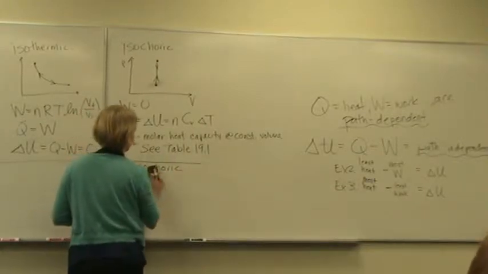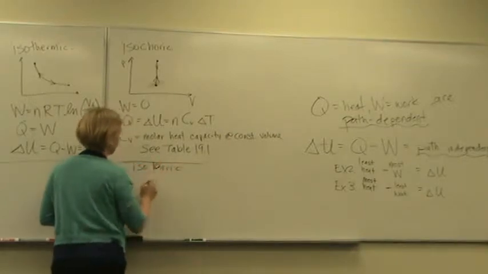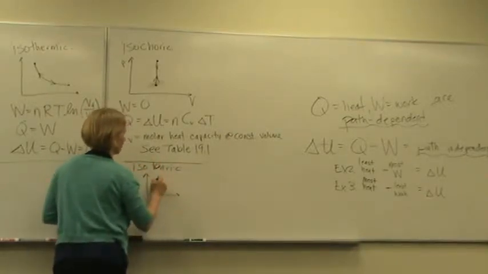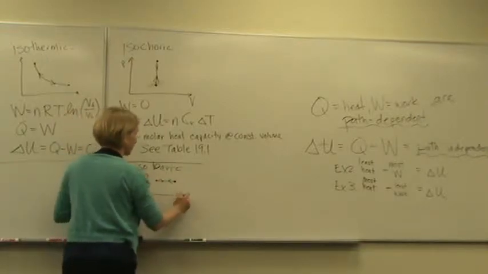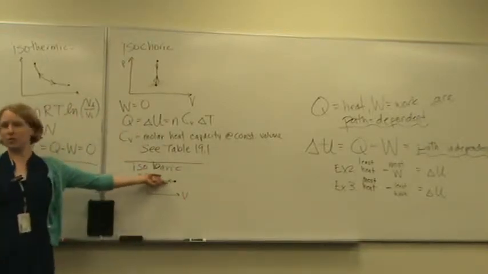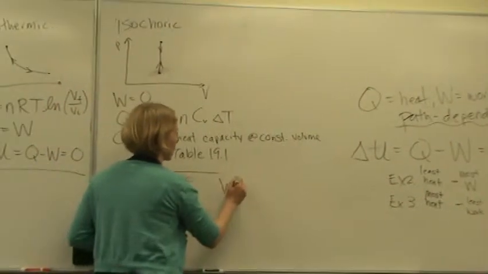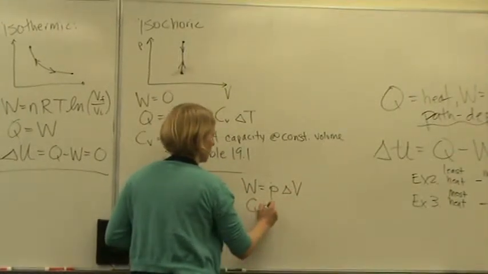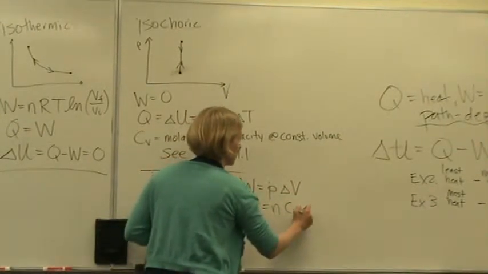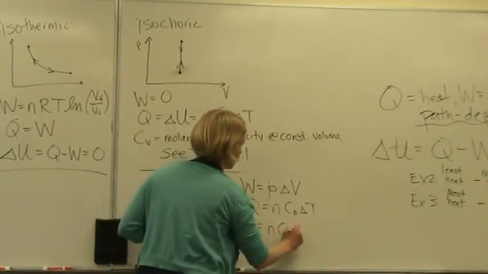Oops, I said isochoric up there, isobaric. Again, this path is reversible, so I've drawn the arrows going both directions. We said the work was the simplified version, P delta V. Q is nCP delta T, and delta U is nCV delta T.